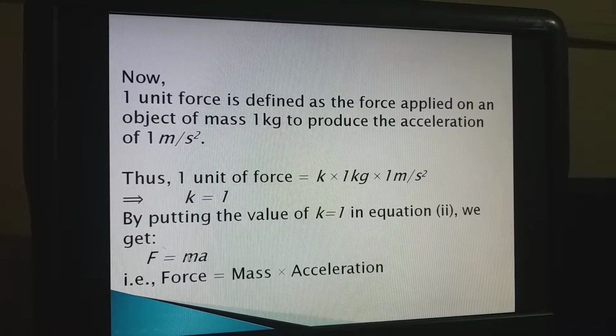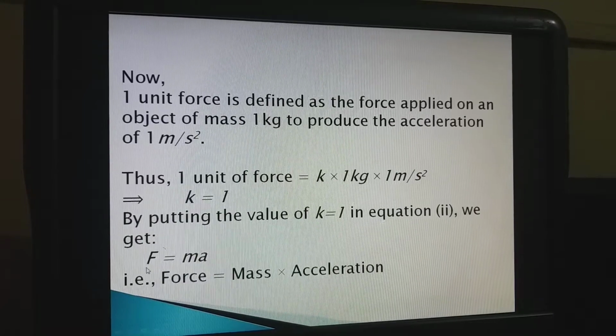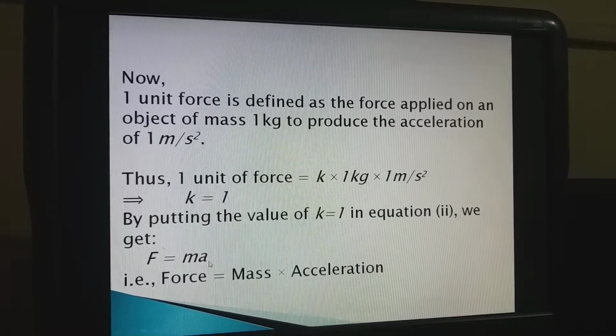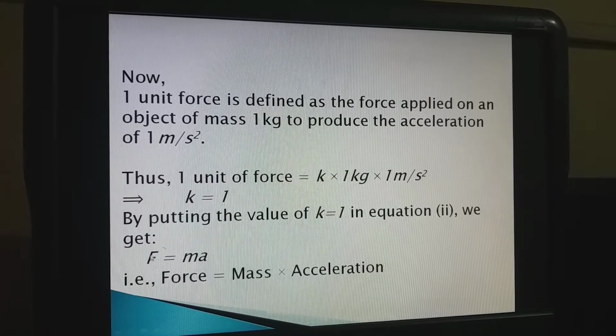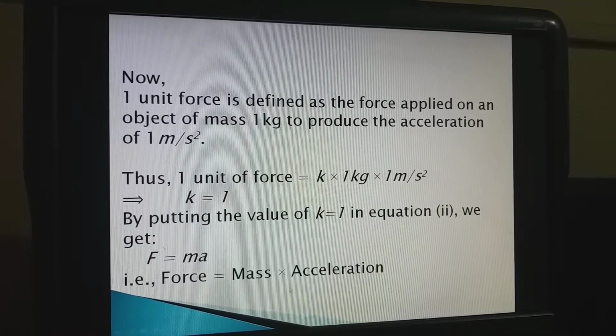Then what are we going to get? We are just substituting. What is our final equation? That is, force is equal to mass into acceleration. So force is equal to mass into acceleration. This is the result, the expression of Newton's second law. This formula will be used in our numericals.